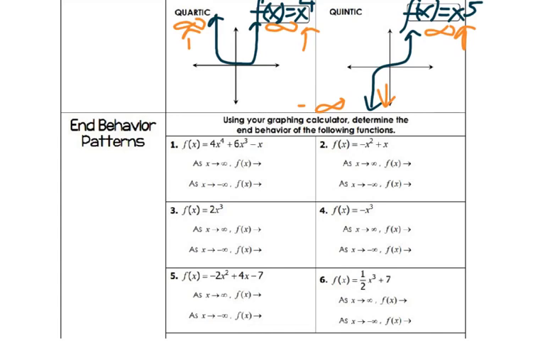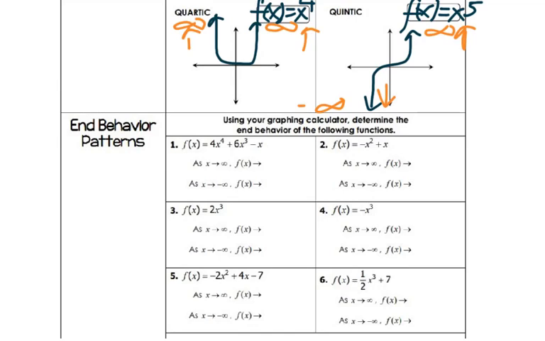So use desmos.com to graph examples 1 through 6, look at the ends of the graph, and write what happens on the right side and on the left side. Then pause the video. When you're done, unpause and check with my answers.